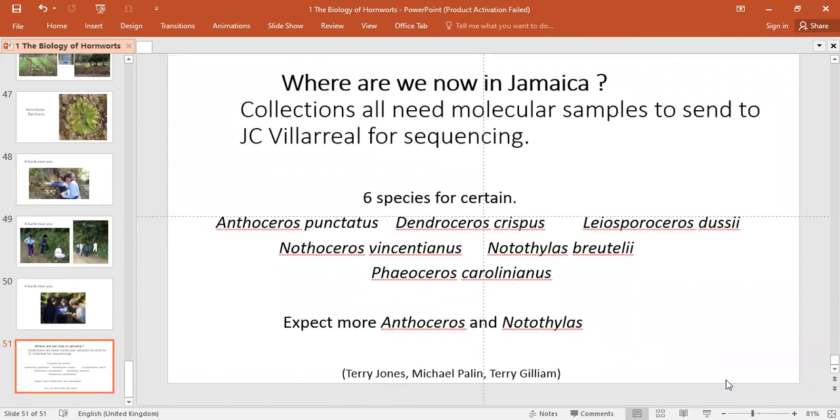Anyhow, the names, if you didn't know them from the Monty Python sketch, are Terry Jones, Michael Palin, and Terry Gilliam. Anyhow, that's probably enough.